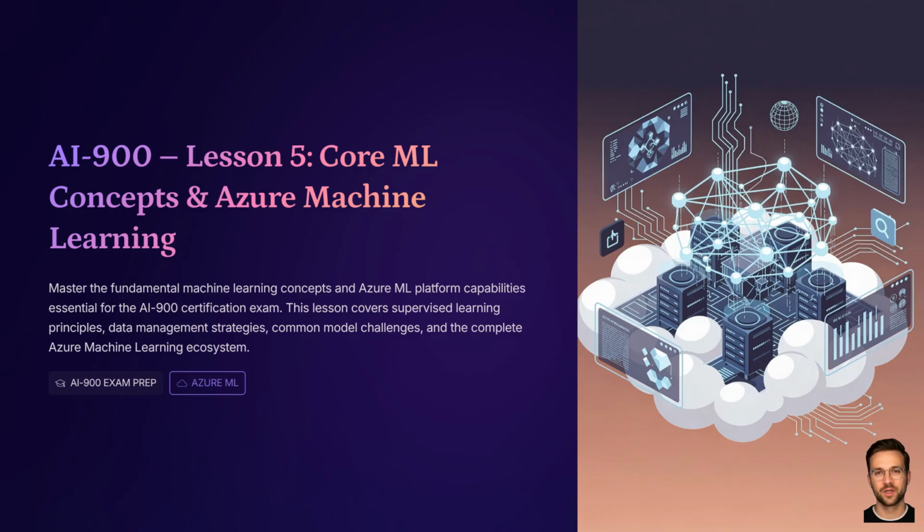By the end, you should be able to explain what features and labels are, understand why we split data into training, validation, and test sets, recognize overfitting and underfitting, and identify when Azure Machine Learning, AutoML, the designer, and model deployment are the right tools for a scenario in the AI-900 exam.